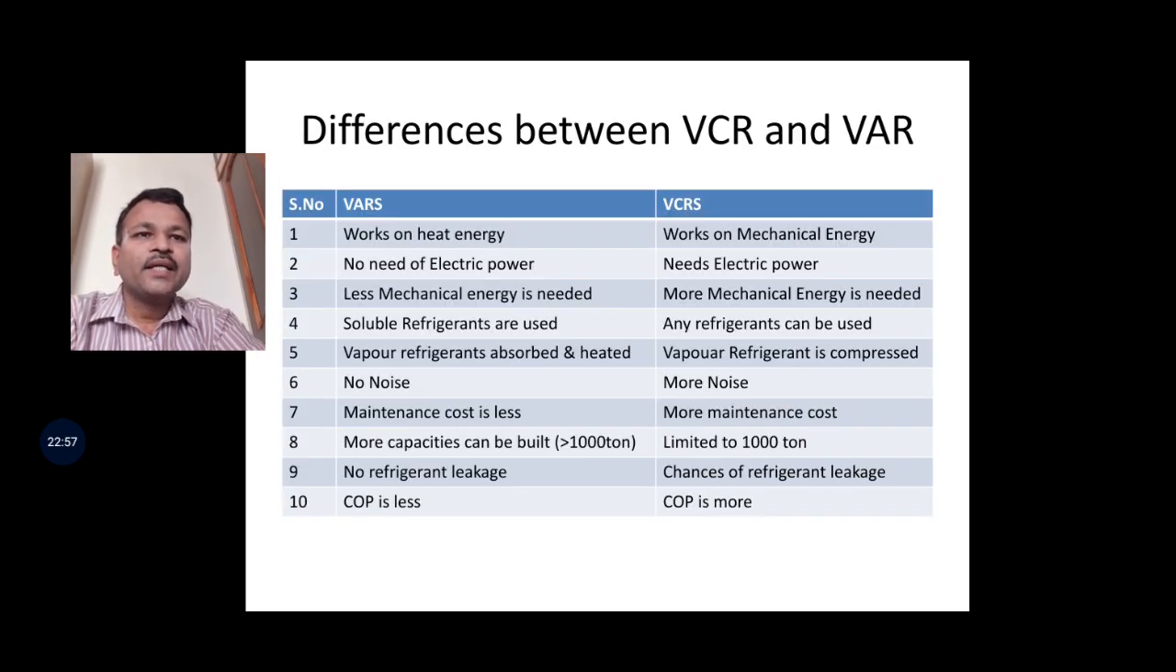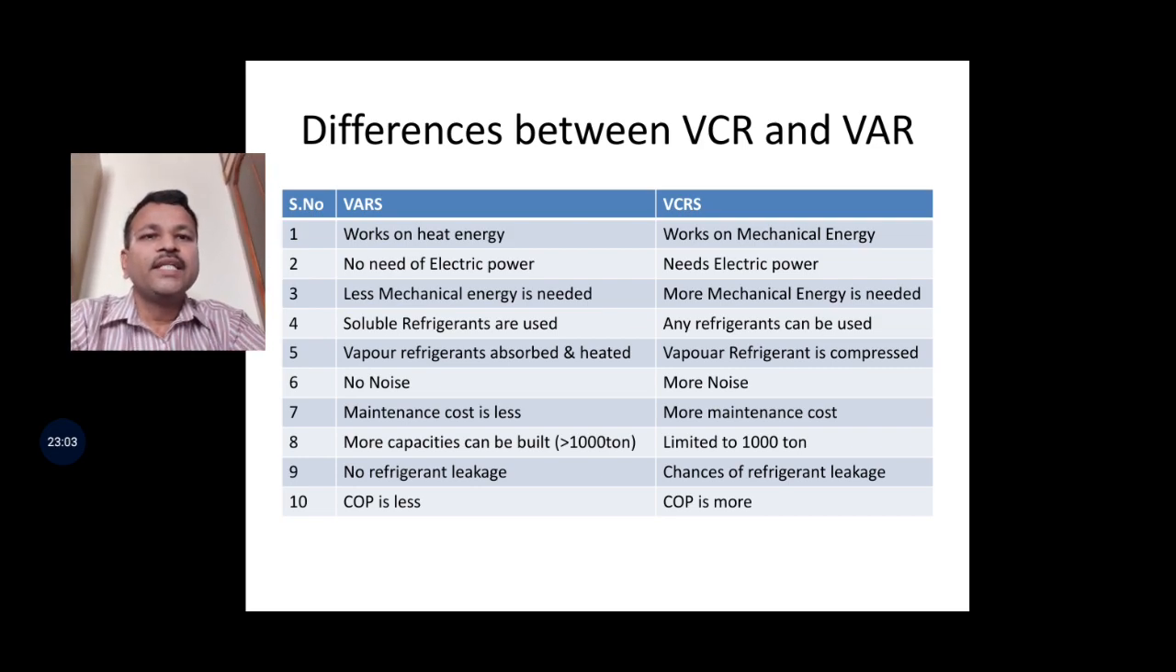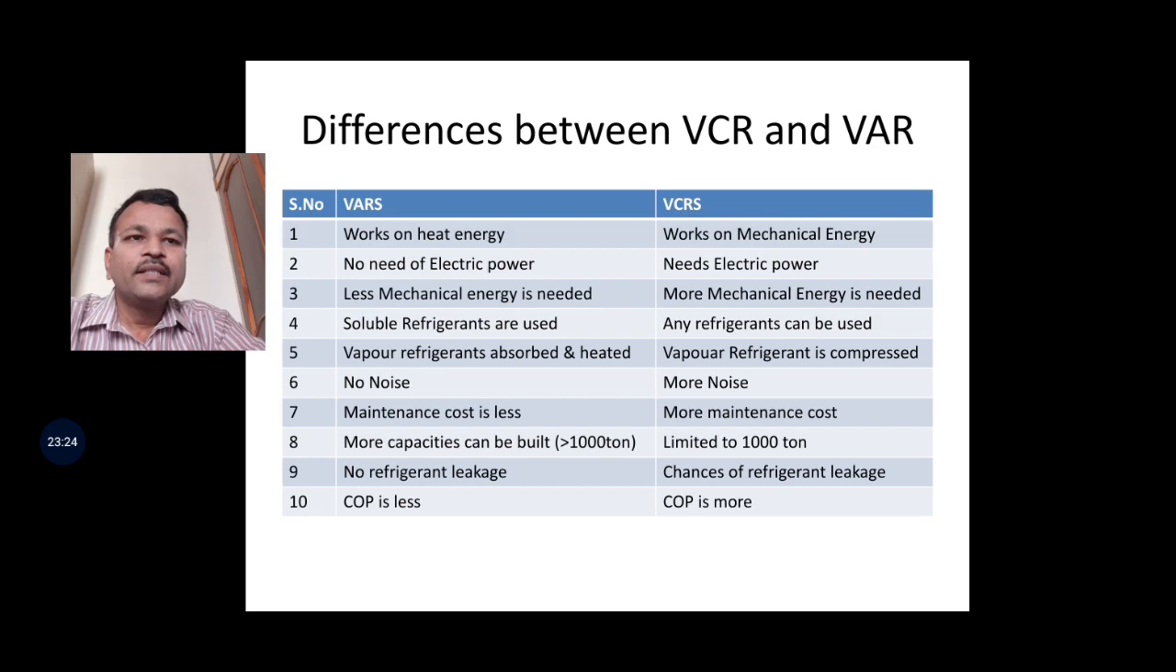Next, the difference between vapor compression and vapor absorption refrigeration systems. First, vapor absorption works on heat energy, that is, on fuel and heat energy. But vapor compression uses mechanical energy, because the compressor is there, with mechanical parts. So there is no need for electric power in vapor absorption, whereas vapor compression needs electric power to drive the compressor.